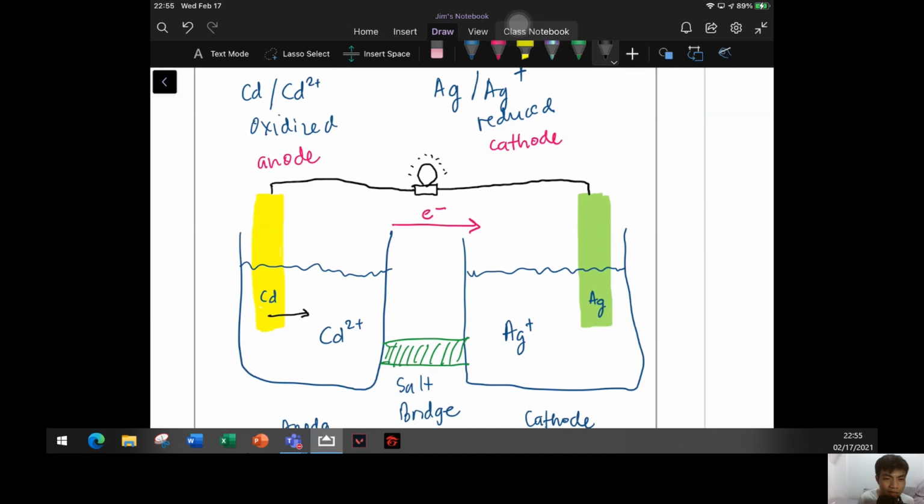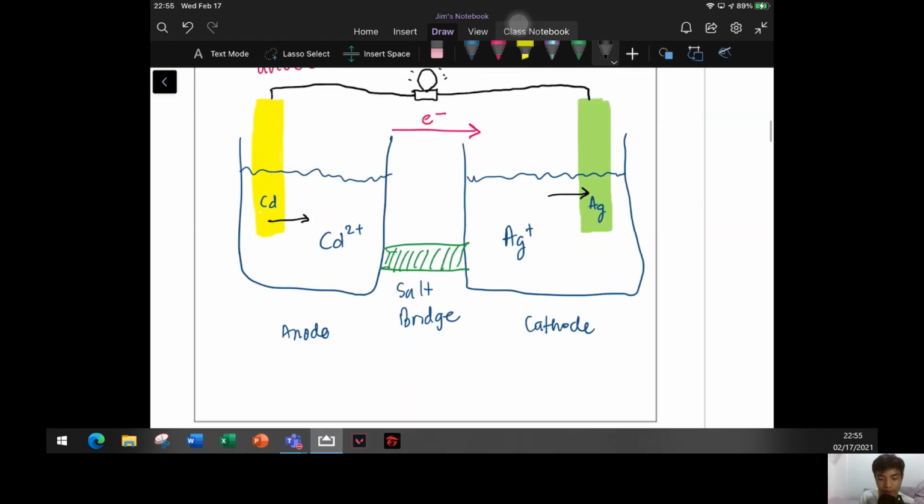Doon naman sa right side, reduction to. So, from ions, magiging metal. Okay? So, that is from solution to metal. So, yan yung flow ng electrons. Okay? Then, ano pa yung hinihingi sa atin dito sa problem na to? Yung half equations. Okay? So, half equation yan.